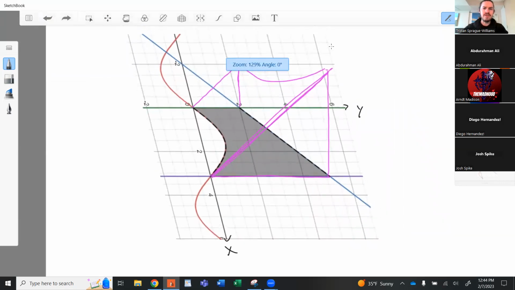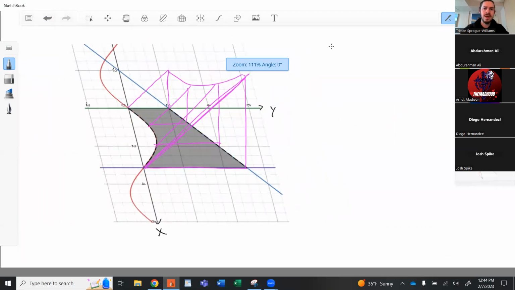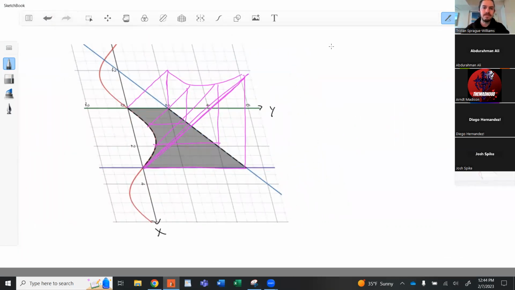Anyway. So in this case, all of our slices are these triangles like that. So we can think about how we're going to integrate this to find the volume. What do you think, folks? How should we find the volume? Let's go step by step. First, dx or dy?